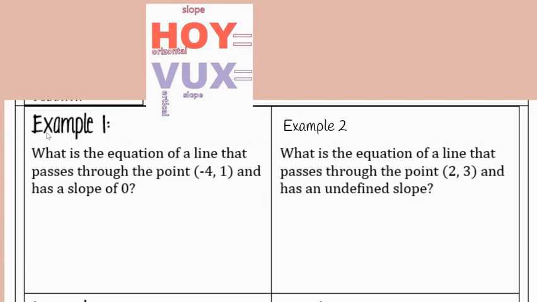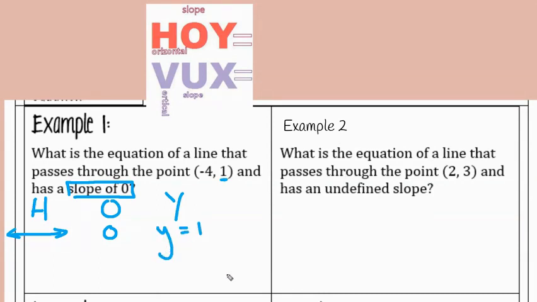Okay. So now we're going to go through some word problems so you can see what it is. What is the equation of the line that passes through -4 and 1 and has a horizontal line? So the thing I'm going to think about is Hoy, H-O-Y. I know that it's horizontal, so it's going to be straight across, because it has a slope of 0, and it tells me that right there. And so I'm going to look at the y value, and my equation is going to be y equals 1.